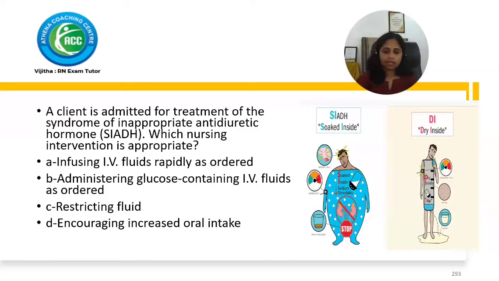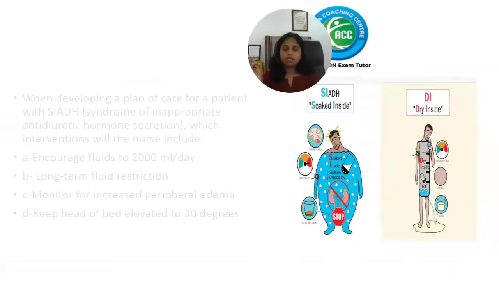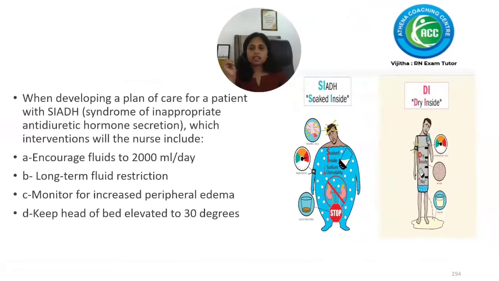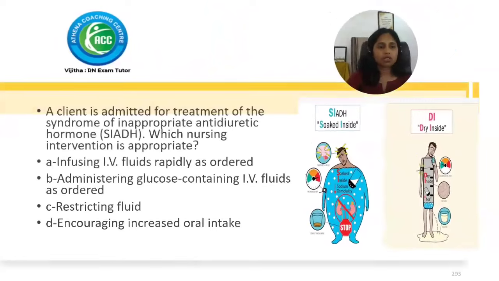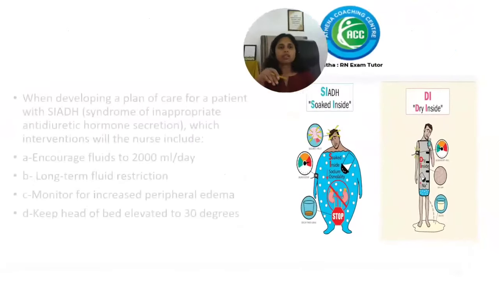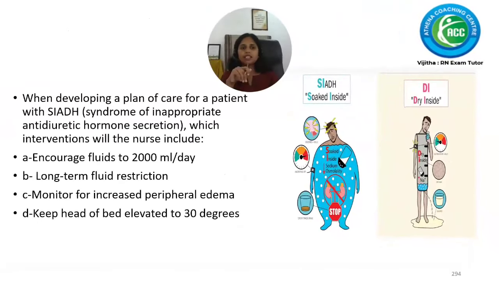Okay. And last question. Okay, 2 more questions are there. Okay, next, can you read this? Almost a similar question. You can just read it. SIADH, which intervention will the nurse include? The options: encourage fluid 2 liters per day, long-term fluid restriction, monitor for increased peripheral edema, and keep head of the bed elevated.